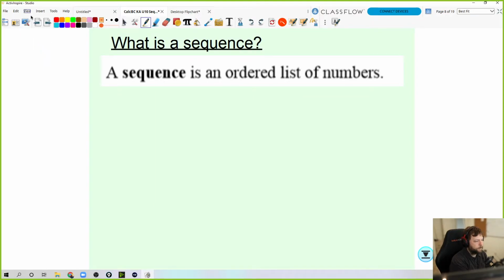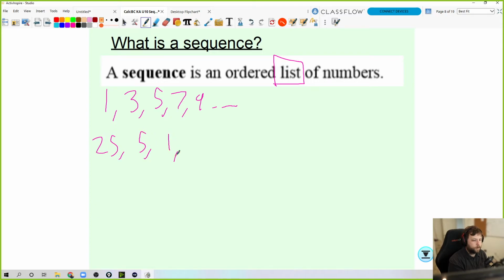So other things that are happening in here, a sequence. When we talk about a sequence, it's a list of numbers. So a sequence could be like 1, 3, 5, 7, 9. That's a sequence of numbers. We're not doing math, it's just a list. It doesn't have to start at 1. It could just be like 25, 5, 1, 1/5, etc.